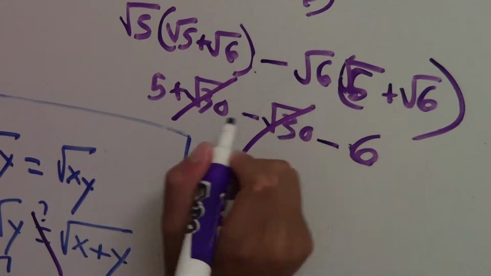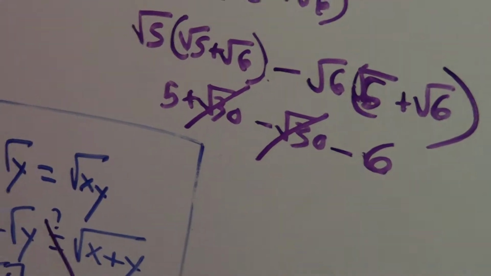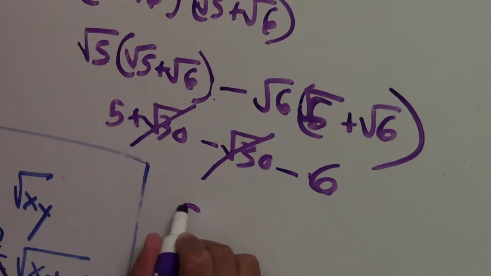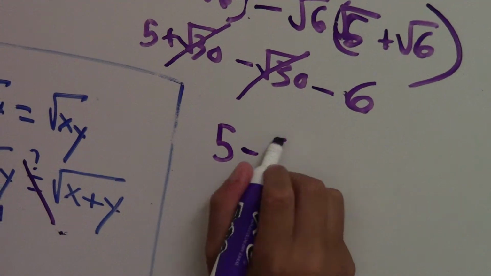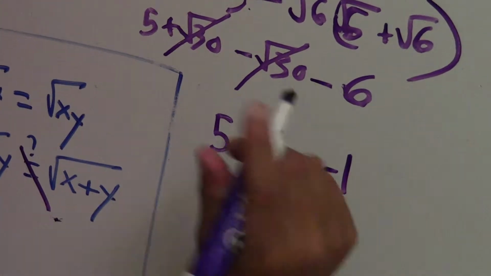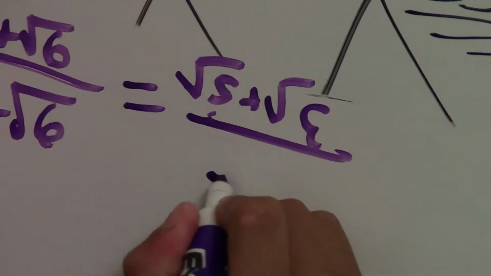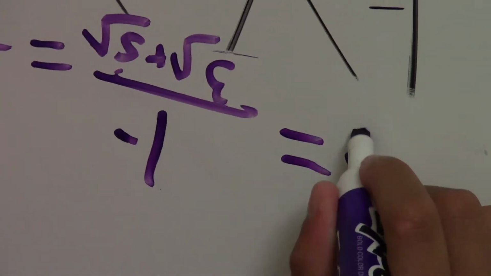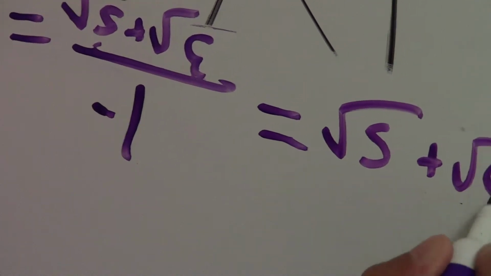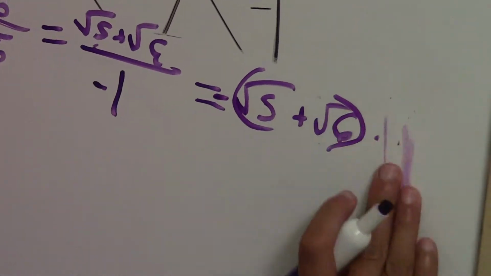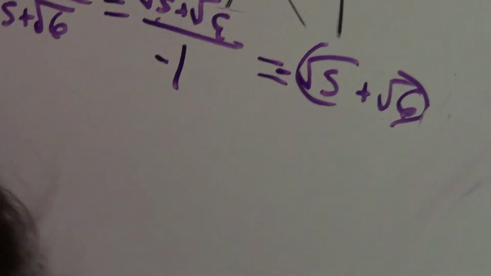And that cancels because the square root of 30 minus the square root of 30, that's 0, so that doesn't matter. So 5 minus 6, that equals minus 1. Okay. So that means our answer for this is minus 1, which is the same thing as the square root of 5 plus the square root of 6, all in parentheses, times minus 1, just the same thing, but it's negative. And that is our answer.